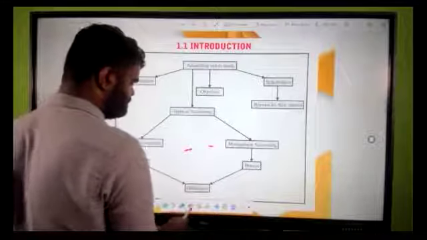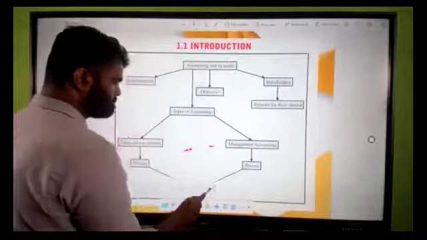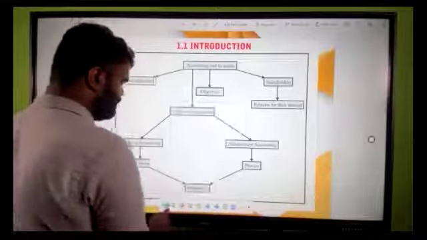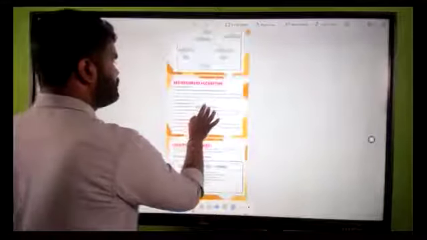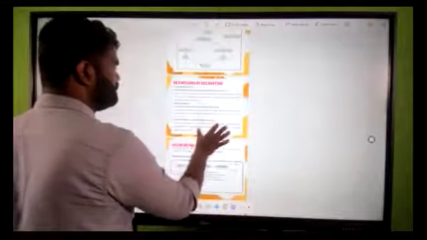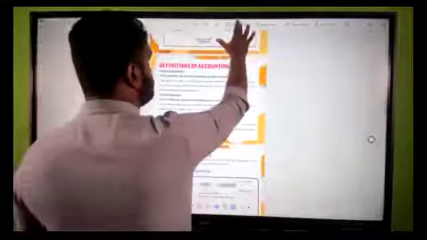Okay, let's go for the next part. If you have the tube, you can bring it. Then definitions of accounting. Right? Definitions of accounting.